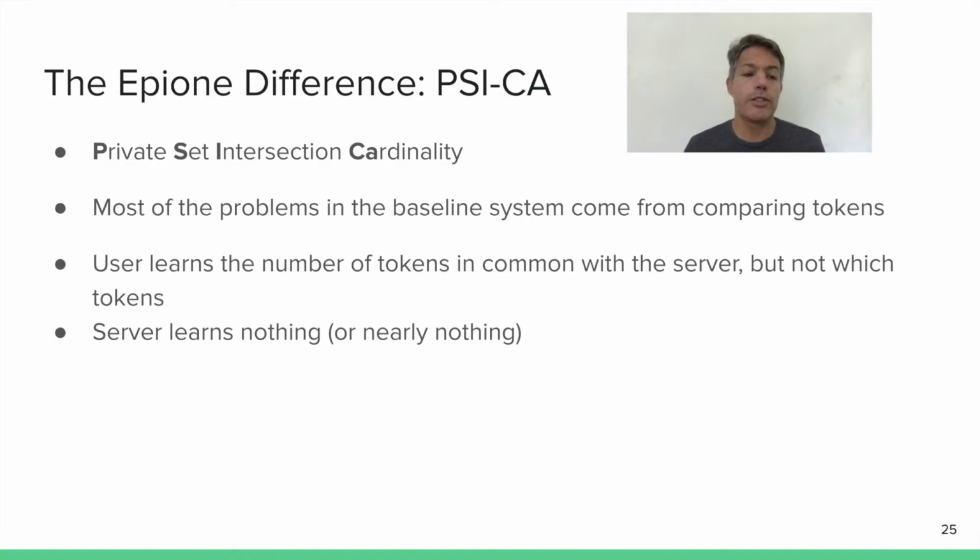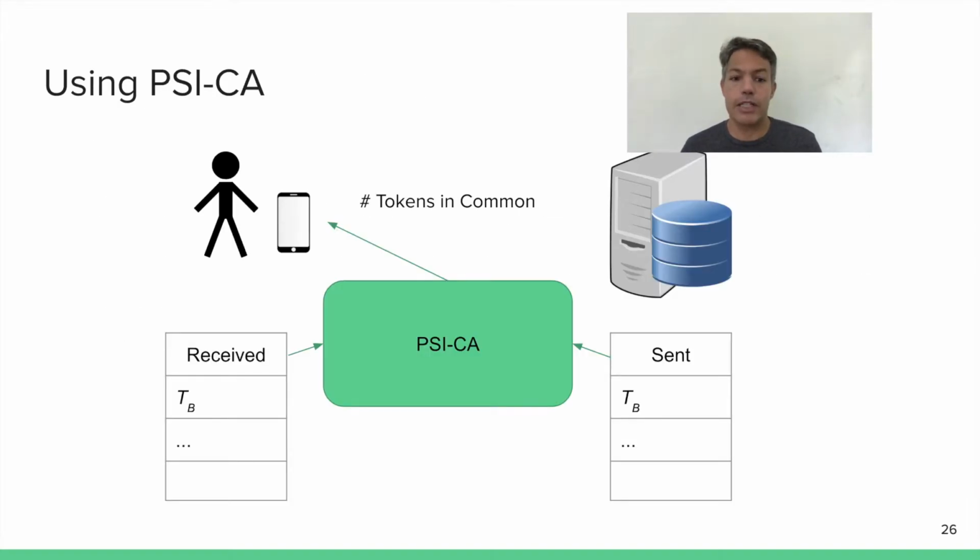With Epione, we propose to use private set intersection cardinality to solve a lot of the privacy issues of the baseline systems that use this approach. So private set intersection allows, let's say, two parties to compare their sets and reveal only the values in common to one party. And private set intersection cardinality does the same thing, but reveals the count of the items that are in common to one party. So neither set is revealed to the other side, only the count is revealed.